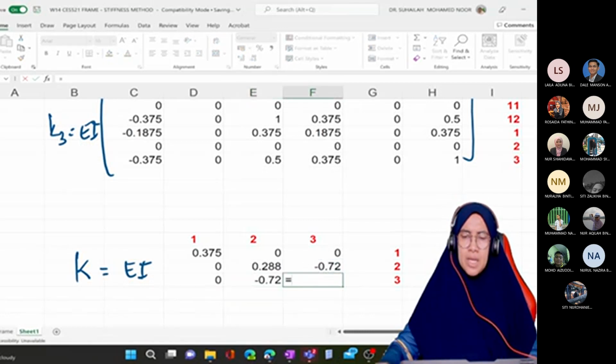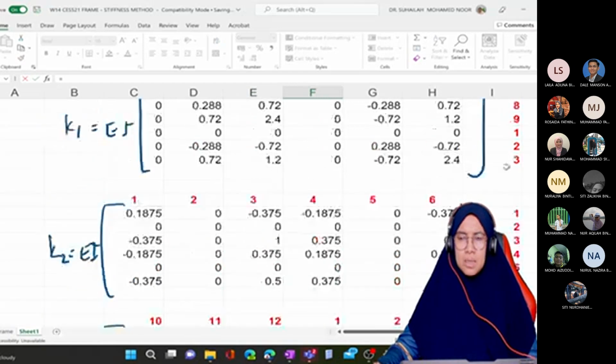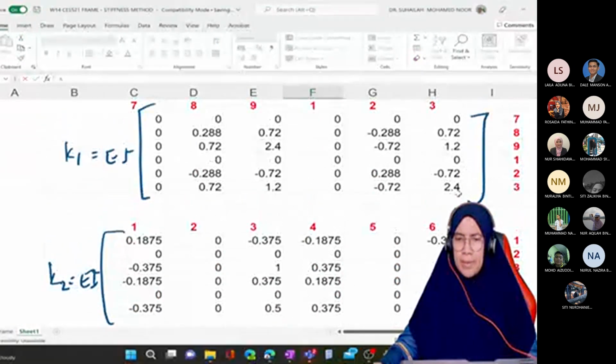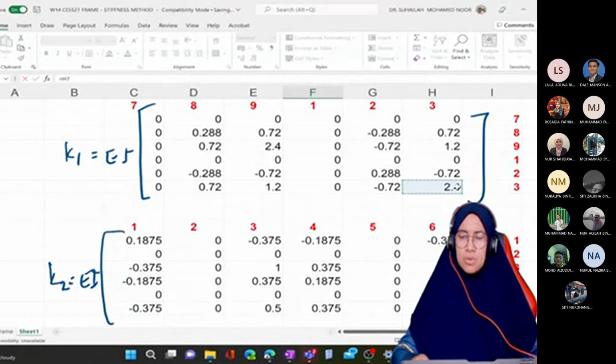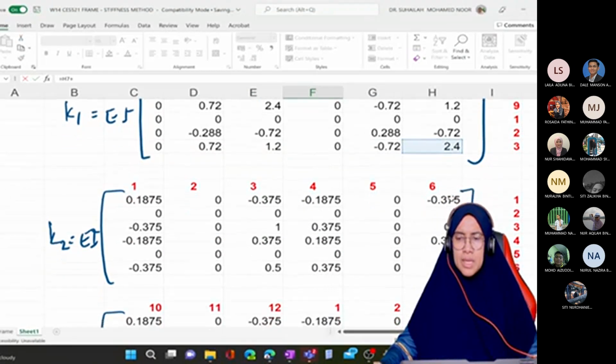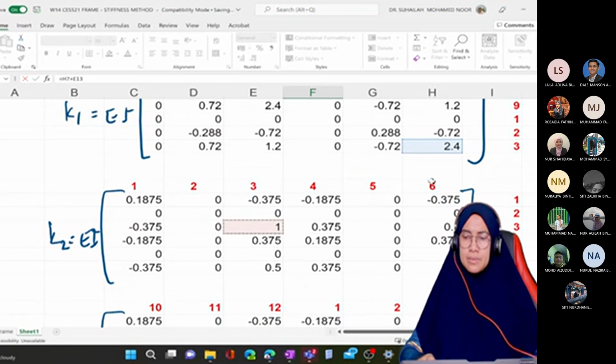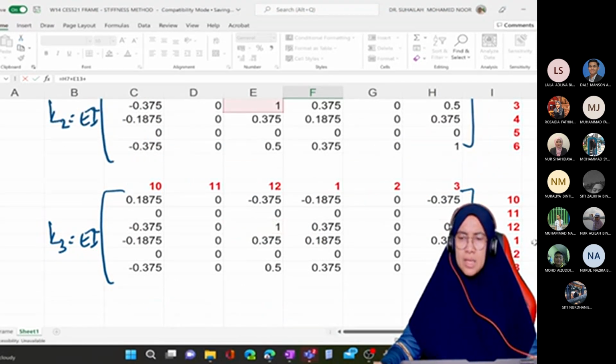And for 3, 3: 3, 3 in K1. 2.4. 3, 3 in K2. 1. 3, 3 in K3. Also 1.